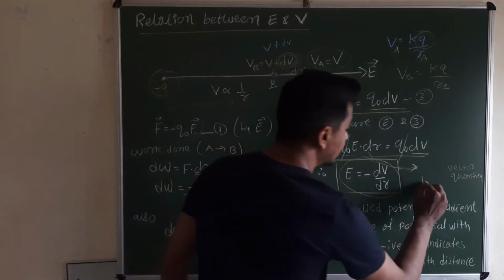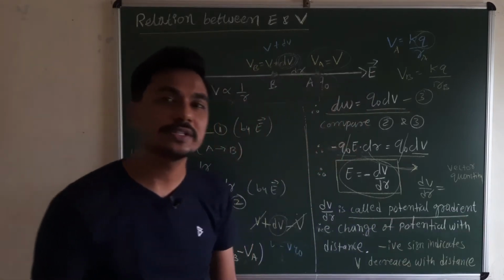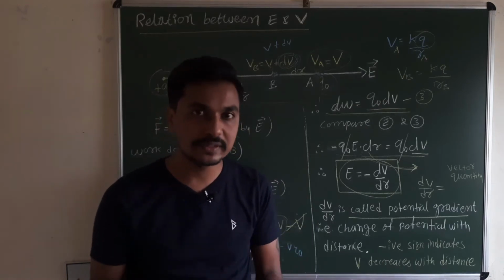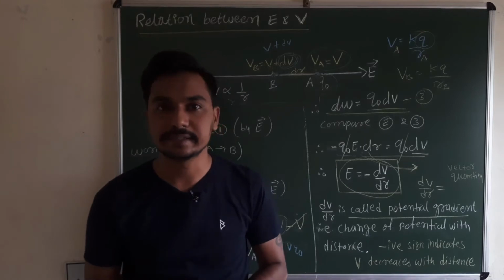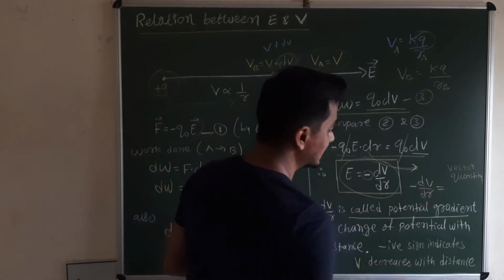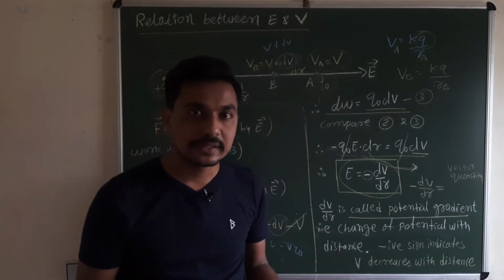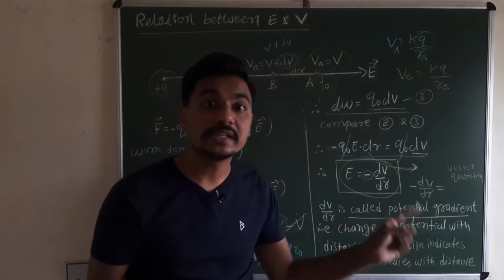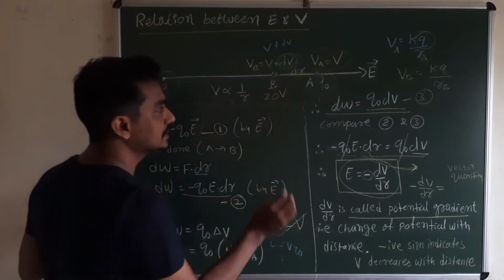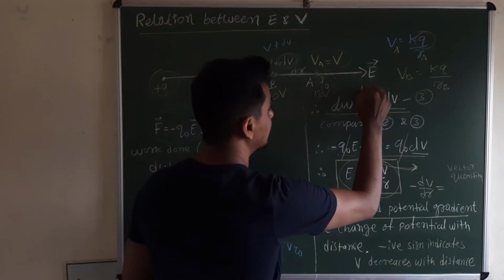This term dV by dr is called the potential gradient. Now what is potential gradient? See, gradient indicates 2 things: either something increases with time or with distance, or something decreases. Here we have a negative sign, so we can call it the negative of the potential gradient. That is, with the distance the potential decreases. Suppose here the potential is 20 volt, let us assume that. So at this point the potential will be 18 volt, and at this point 16 volt.